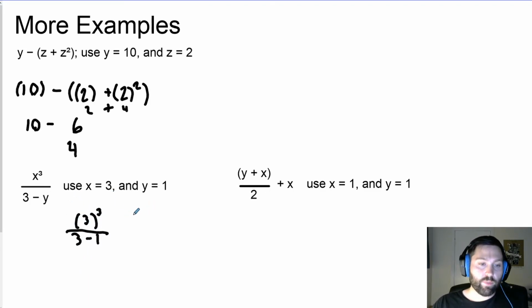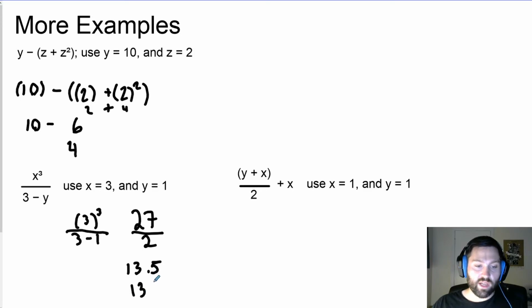So you want to imagine that these are each surrounded by big sets of parentheses. So 3 to the third power is 27. We've seen that from an earlier example. And on the bottom, 3 take away 1 is 2. So this is 27 over 2. That is a reduced fraction, believe it or not, as far as we could reduce it. But you could write it as a decimal, or it would be 13 and 1/2 as a mixed fraction.